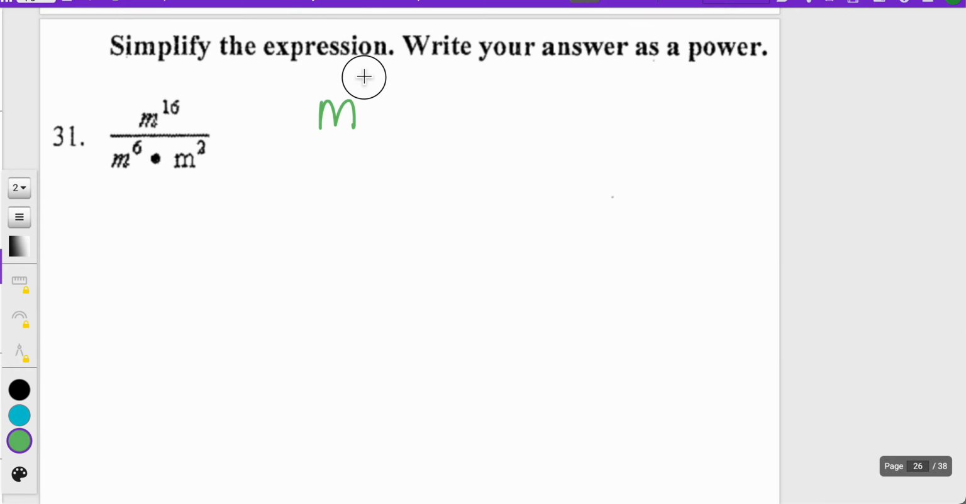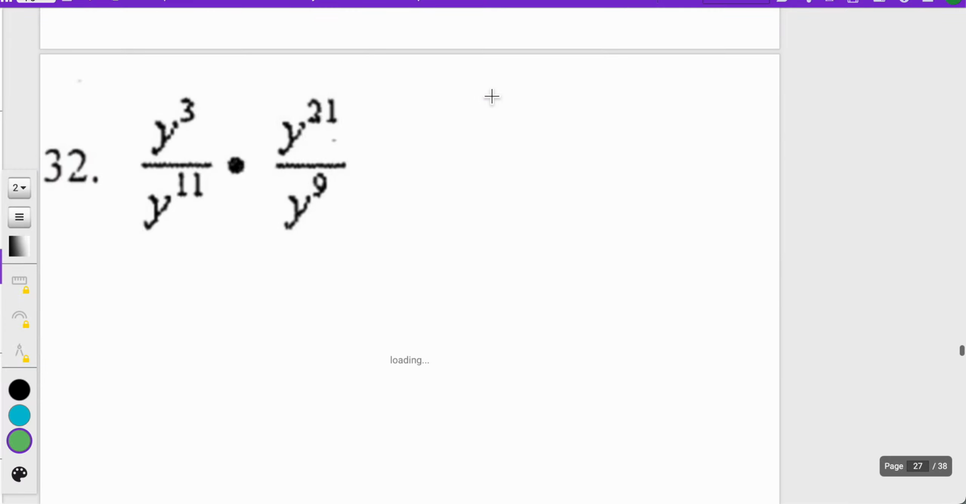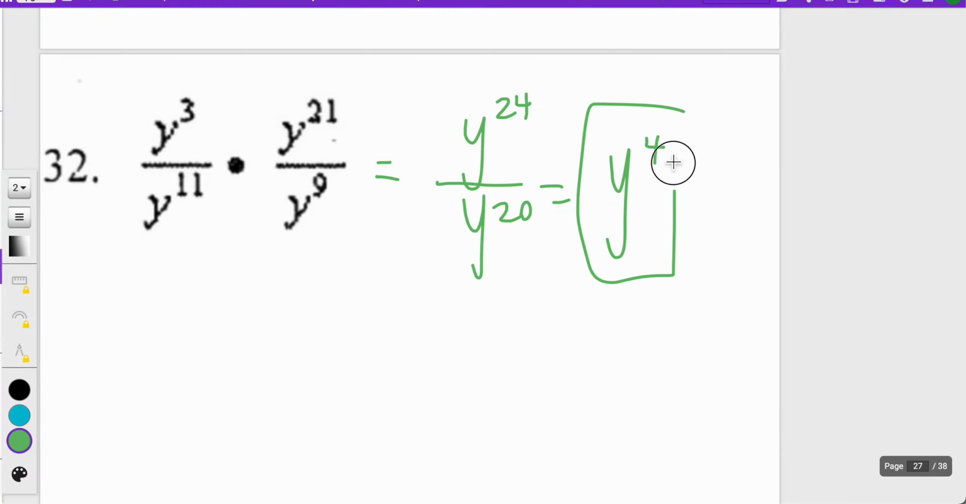Here, I took care of things on the bottom first, then subtracted, I get m to the 8th. And then here, I worked across, y to the 24th on top, and then 11 plus 9 is y to the 20th on the bottom. Subtract, I get y to the 4th.